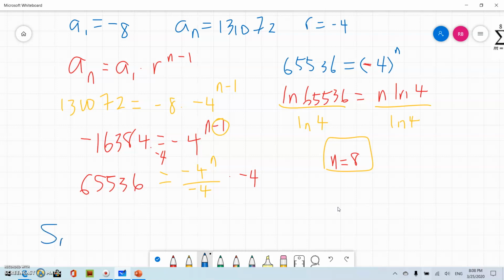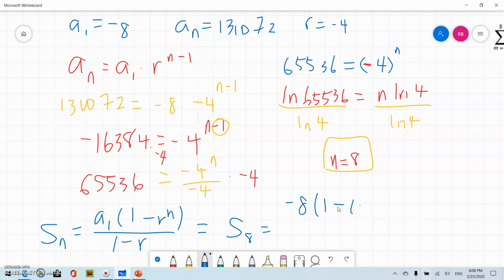S of n is a1, 1 minus r to the n power, over 1 minus r. So let's plug it in. S of 8 is -8 times 1 minus -4 to the 8th power, over 1 minus -4. Okay, so let me do that on a calculator.